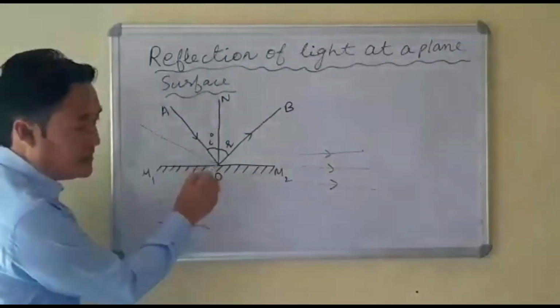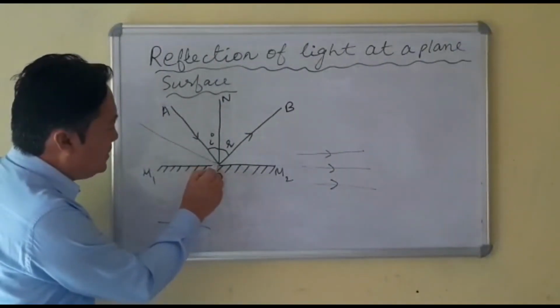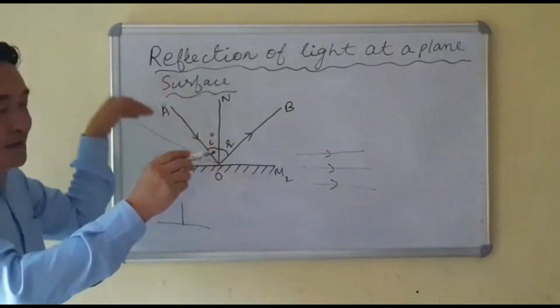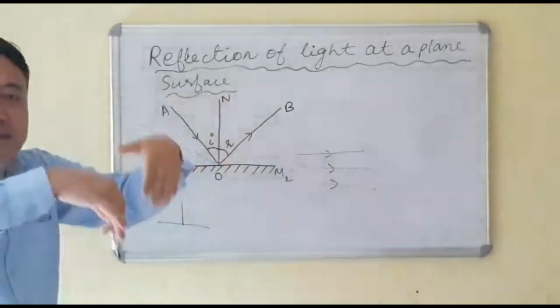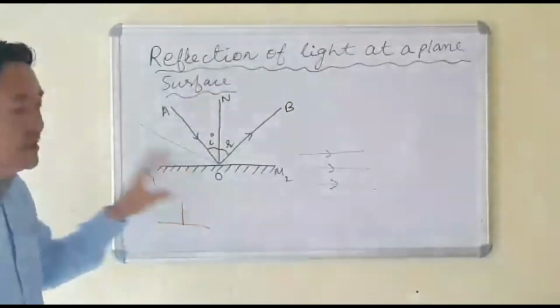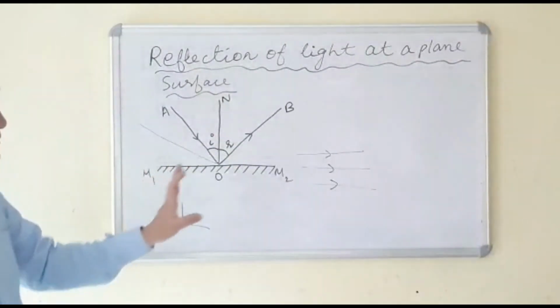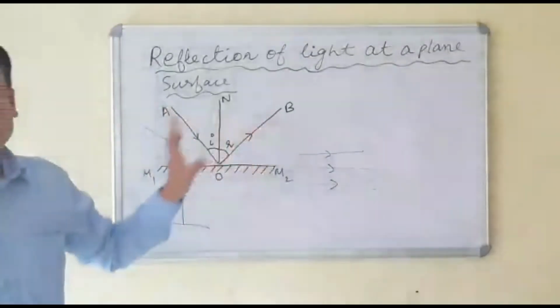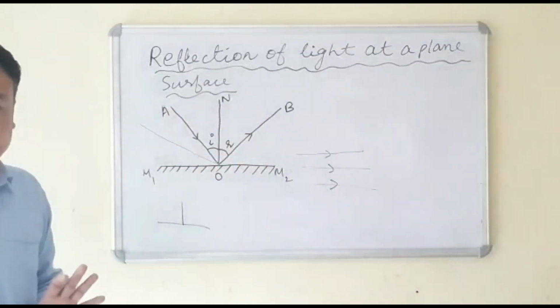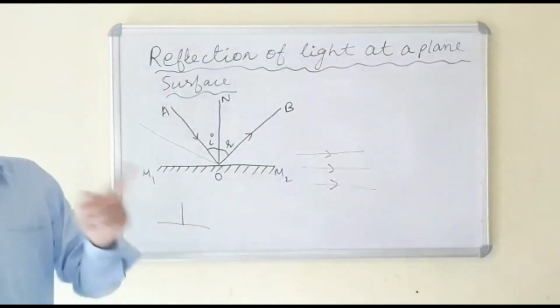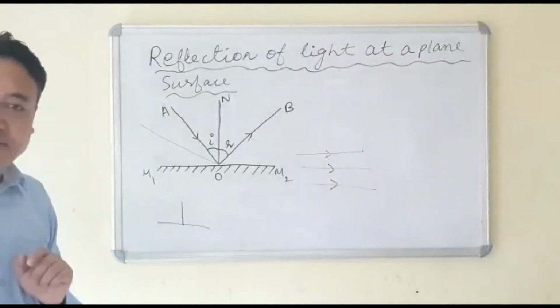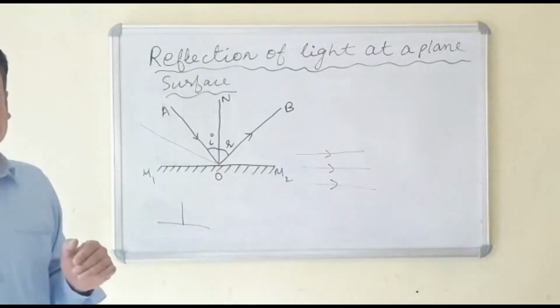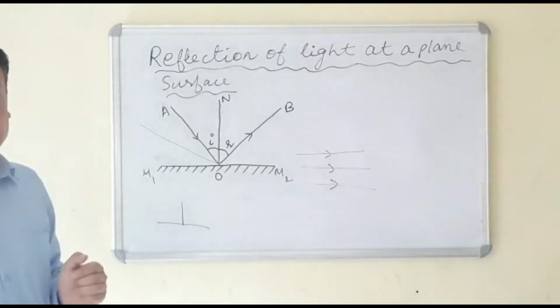Now this point, we have seen here. The point where the normal, the reflected ray, and the incident ray meet and join is the point of incidence. And the second law is that the angle of incidence is equal to the angle of reflection. So there are two laws related with the reflection of light.